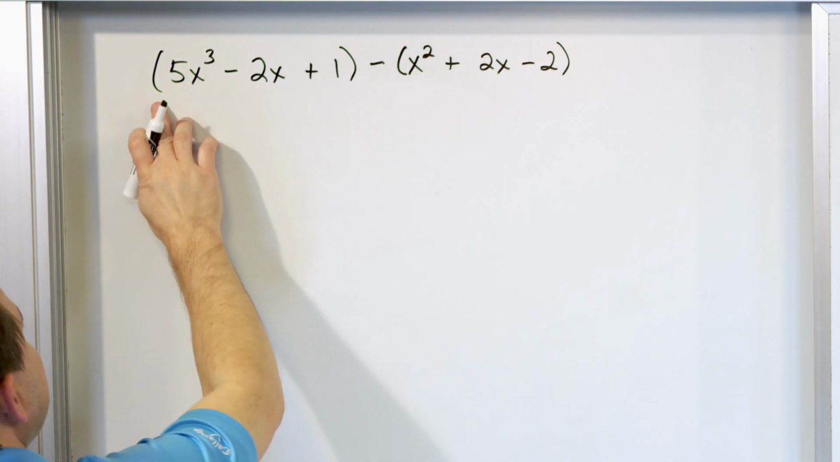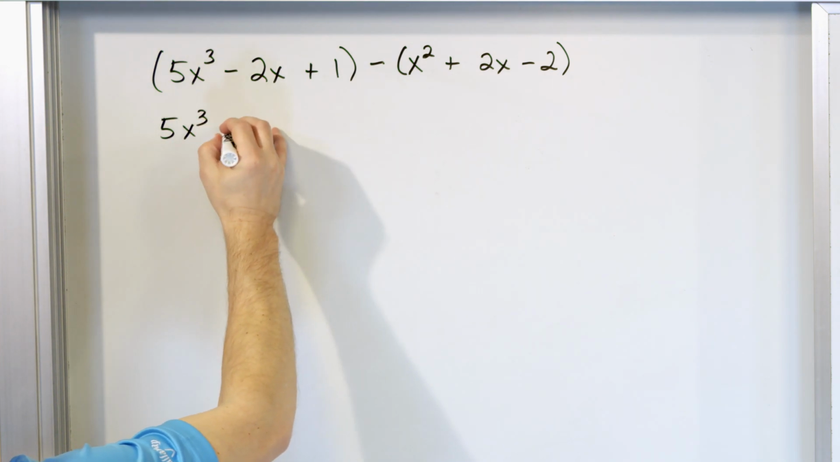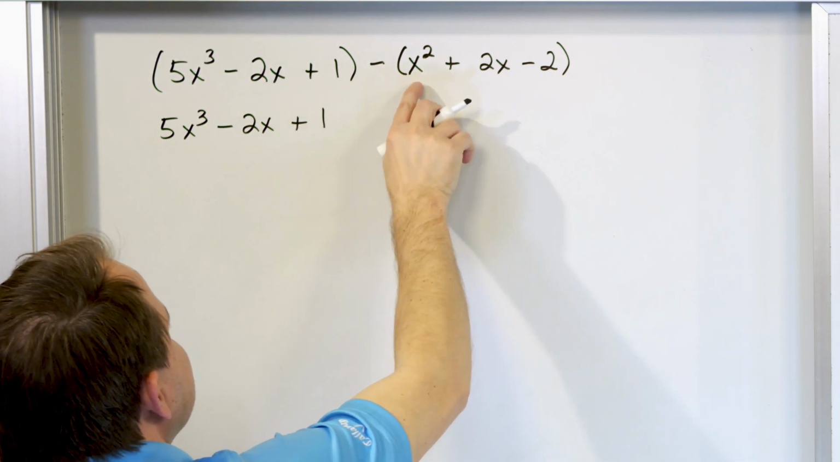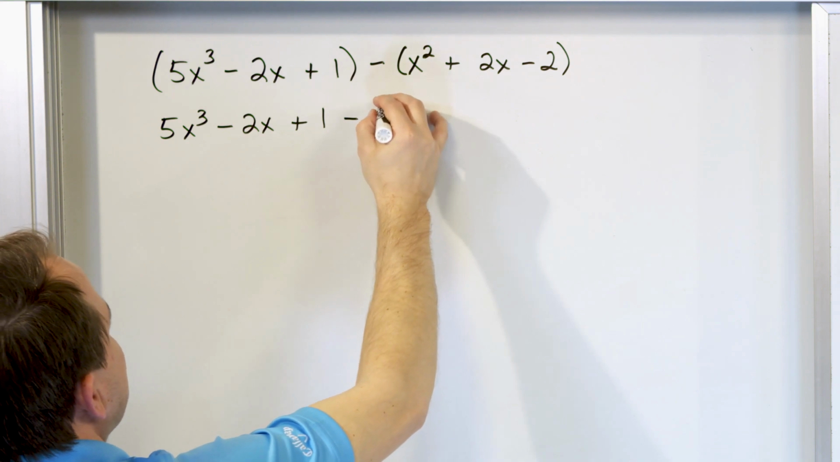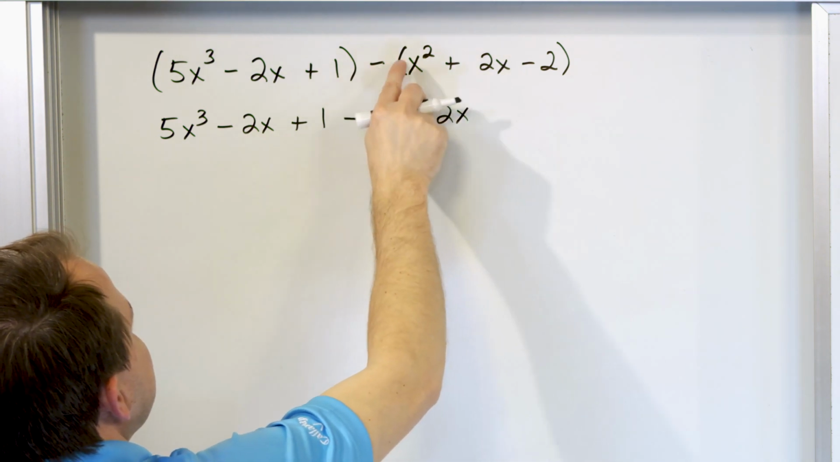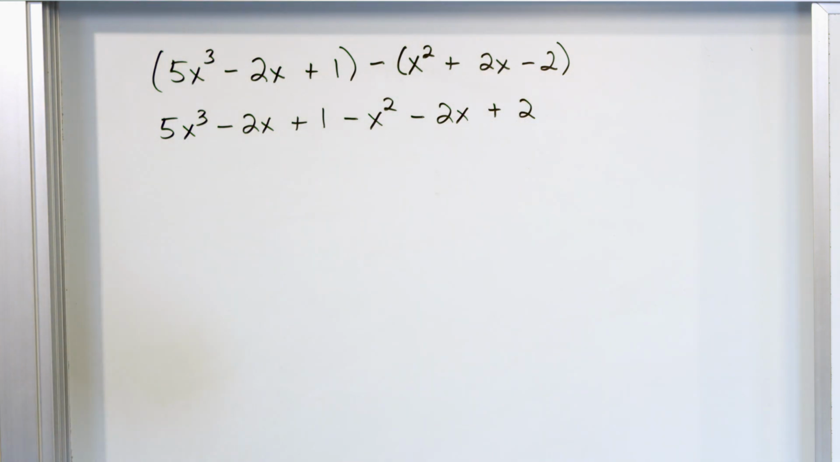So in the next step, we're going to rewrite this. This doesn't change at all. We'll have 5x cubed minus 2x plus 1. And then negative 1 times the x squared gives you negative x squared. Negative 1 times this gives you negative 2x. And the negative 1 times the negative 2 gives you positive 2. Negative times negative gives you positive.